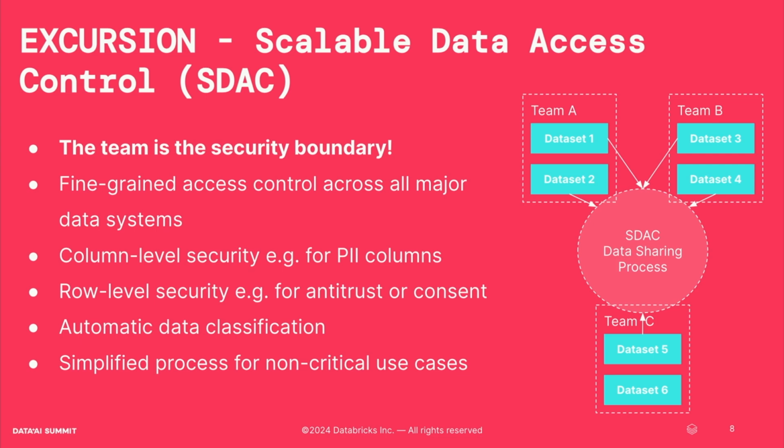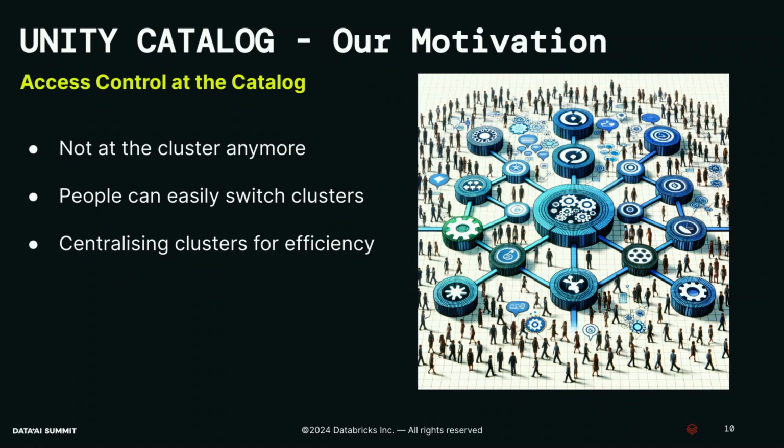So this simplifies our processes and speeds up the access to data. Okay, short excursion. Another motivation was that with Unity Catalog, the access control happens at the catalog level, not anymore on S3 level or on cluster level that we had before. So people can just easily switch clusters, and the same person has access to the same data on any cluster, which is nice, right? So you can have these all-purpose clusters, you can have team clusters that are shared. The same person has access to the same data, independent of which cluster the person uses.